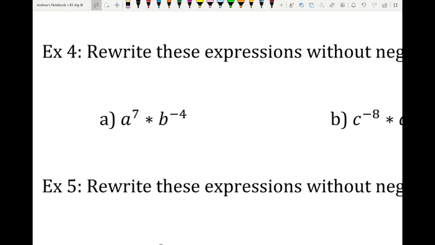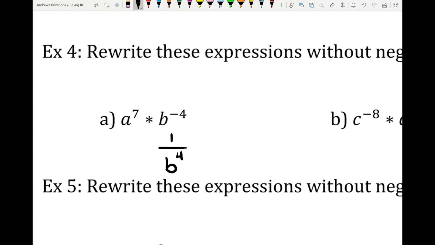If we can write things out in a fraction-y way without the negative exponents, that's what we're looking for. So this first piece, we've got a to the 7th times b to the negative 4th. This b to the negative 4th is the piece that's messing with us. We know b to the negative 4th is the same thing as 1 over b to the positive 4th, just using those properties that we were just talking about.